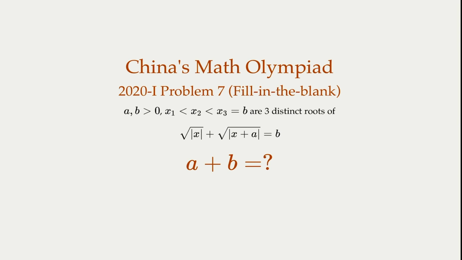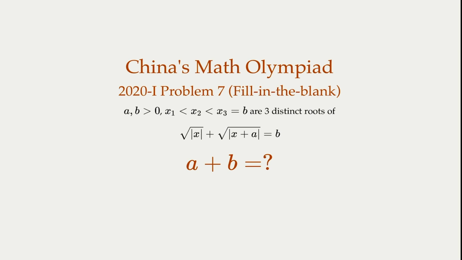This is China's Math Olympiad of 2020. It's problem 7, fill in the blank. Usually it should take less time than some other major problems. Here we're given an equation with a square root and absolute value. It's kind of tricky, huh?